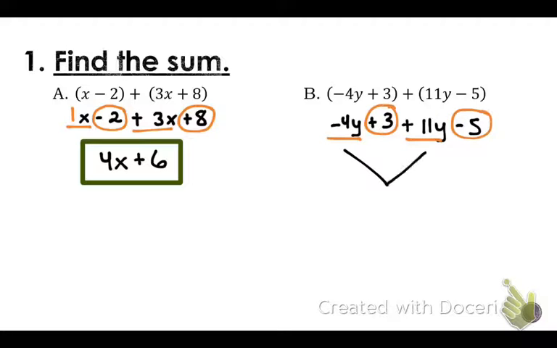If we're combining these two, 11 minus 4. 7, and what family is it in? The y family, very good. Einar, positive 3 minus 5.